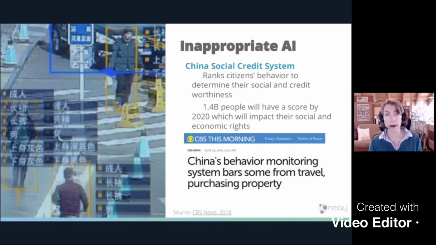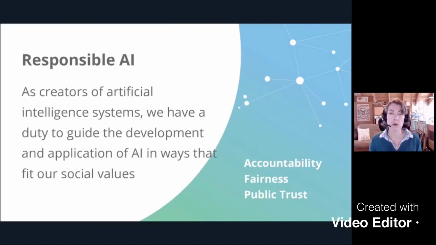And so these things together, the idea of bias in AI because of training, unknowable AI, and what I would call inappropriate AI, reading these stories, doing that research is what led me to the idea that we need to be responsible about the way we implement AI. So I think any of us that either create, train, or deploy AI systems, any kind of an intelligence system actually, have a duty to guide the development and the application to fit our social values.